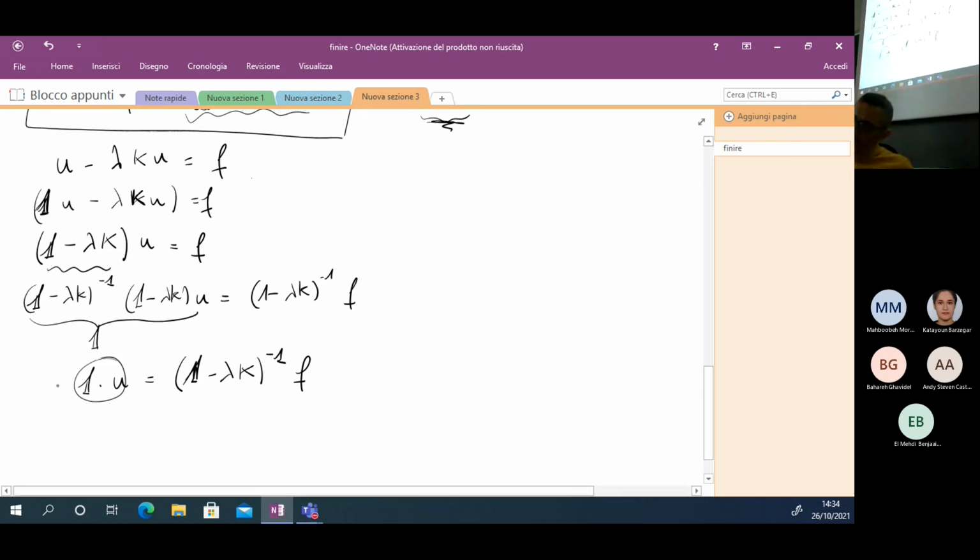Now this object here is trivially just u. So this tells me that the solution to the linear Volterra equation can be written as the inverse of this operator applied to the function f.